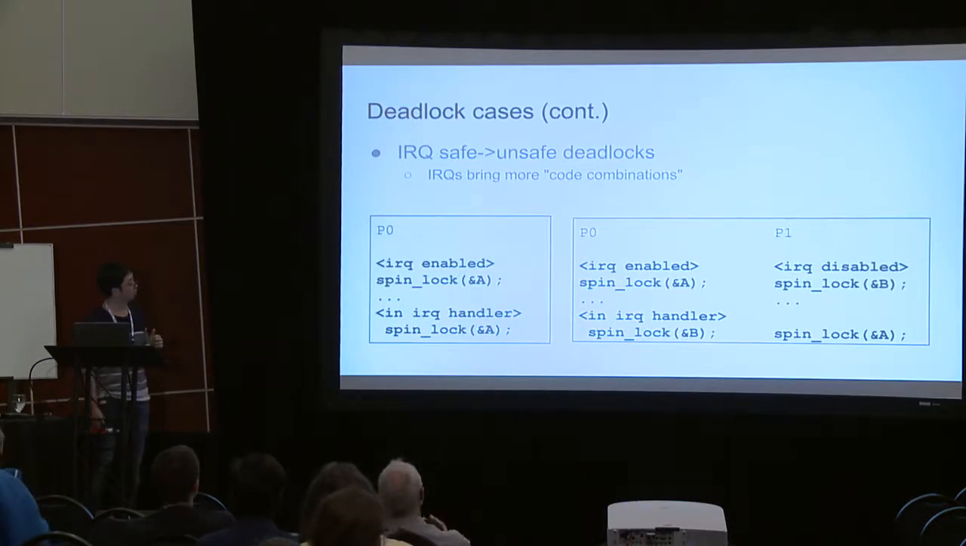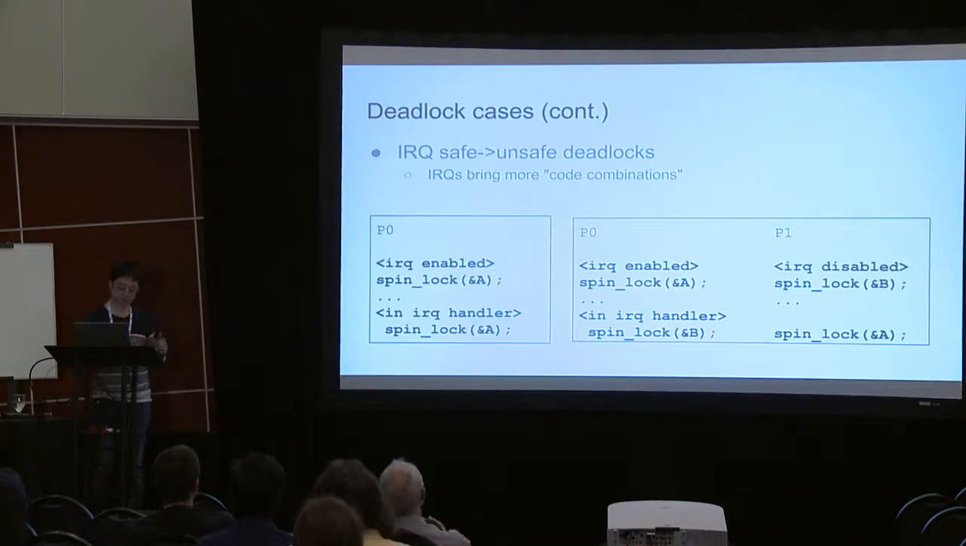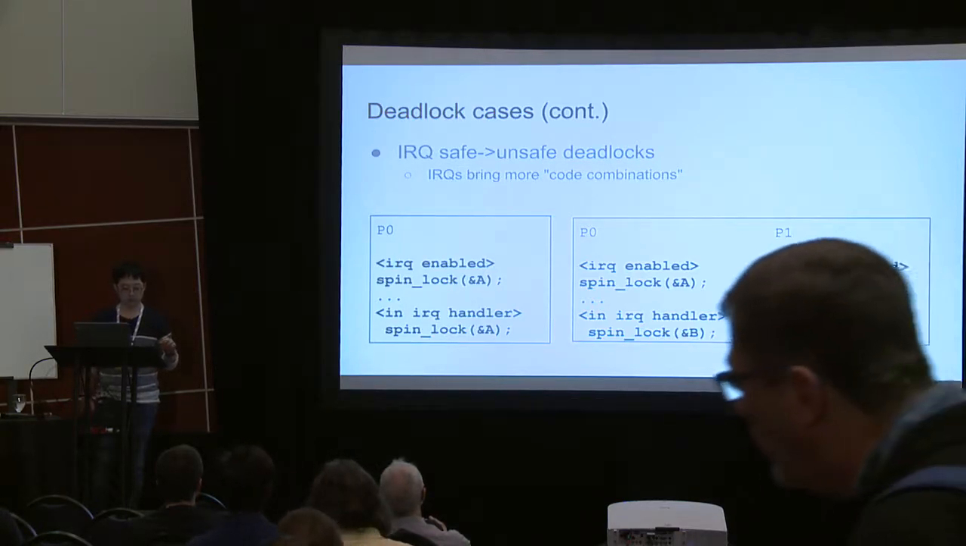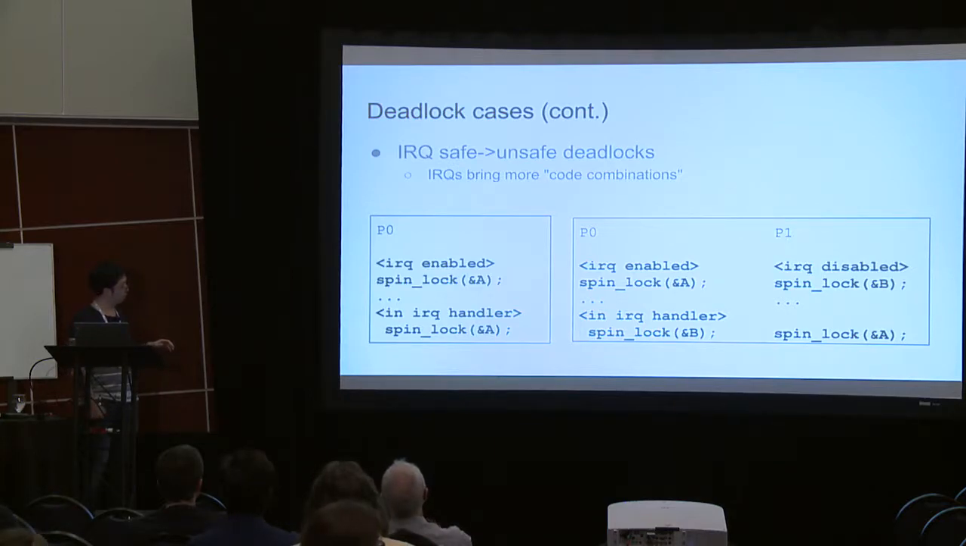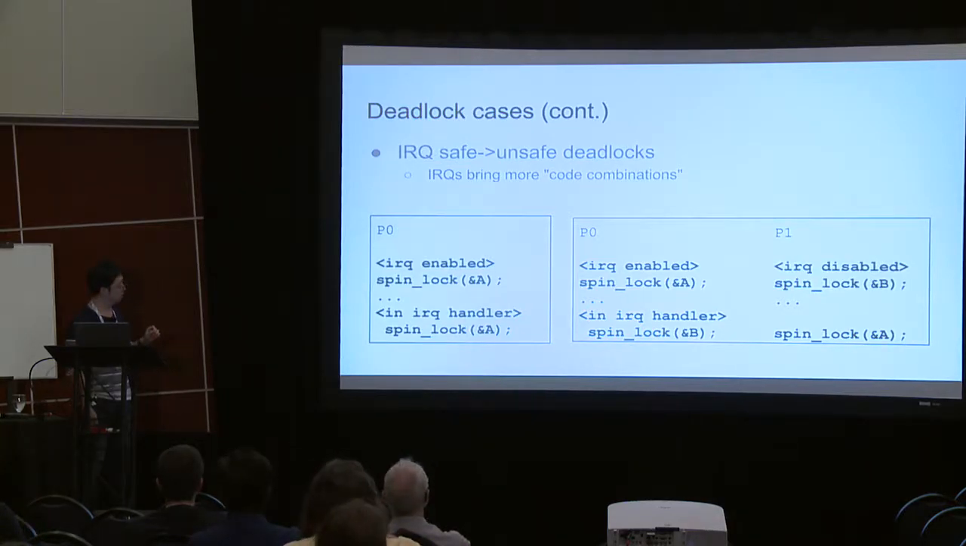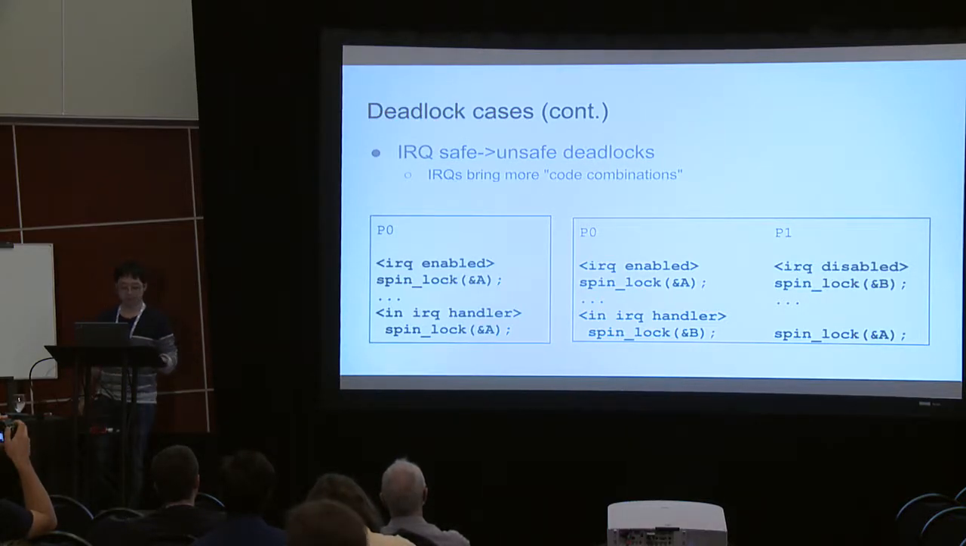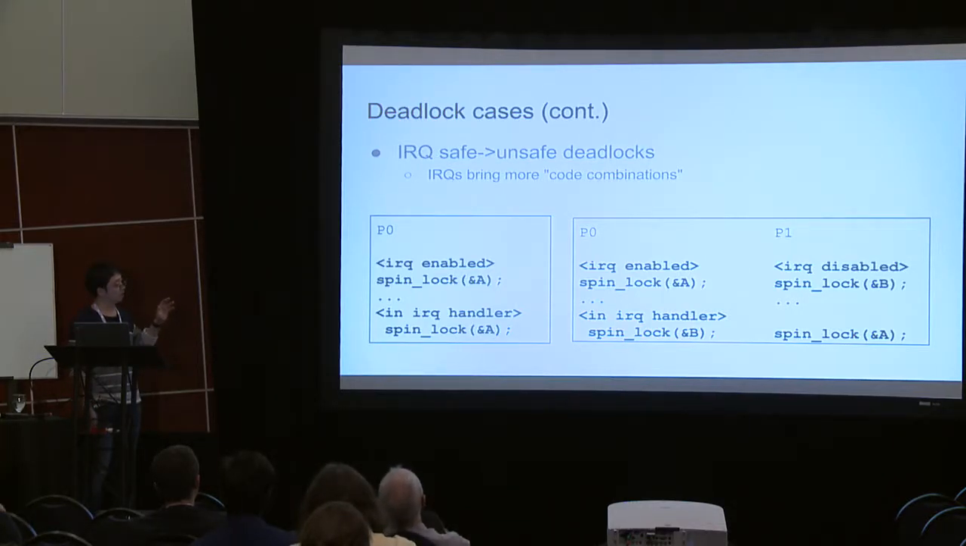So this is just a very basic deadlock. Another interesting deadlock is what we call IRQ safe to unsafe deadlock, which is basically similar if you think of it in a certain way. For example, on the left, if you grab lock A, which can be acquired in an IRQ handler, without IRQ disabled, you will get a deadlock. It's basically like the IRQ handler puts a second spinlock into your code. You can think of it that way. In Lockdep, they are the same. From the point of view of Lockdep, they are the same thing.